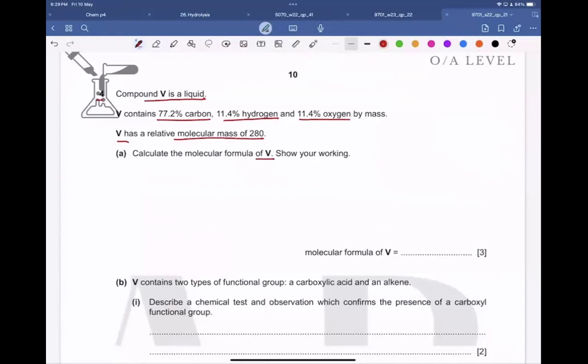Okay. So first, from the percentages, we are able to calculate its empirical formula, right? So carbon, hydrogen, oxygen. Carbon is 77.2. Hydrogen is 11.4. Oxygen is 11.4. In the first step, we divide these percentages with the relative atomic mass of the atoms. So I'm going to divide it with 12, divide it by 1, and divide it with 16. Can anyone divide the numbers and tell me the answer, please? So here I'm going to get 11.4. The two other values.